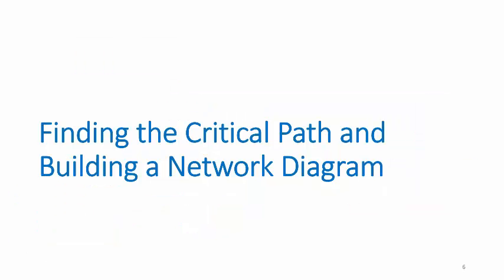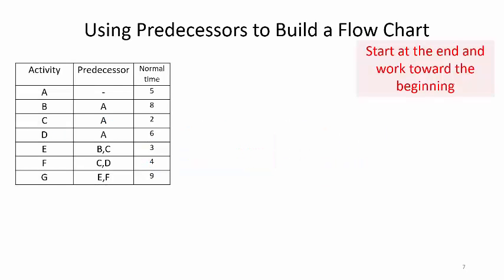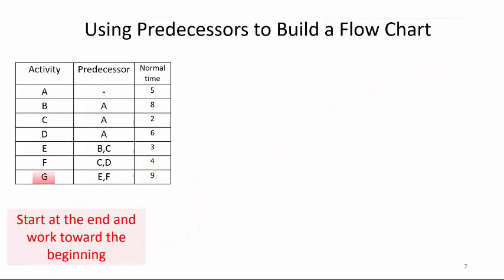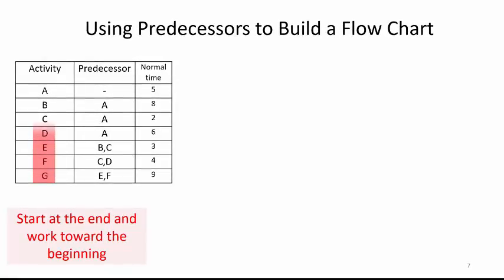But what if the paths aren't provided? We're going to find the paths by building a network. If we know the duration and predecessors of our activities, we can create a network diagram. First, we begin at the end and work toward the beginning.